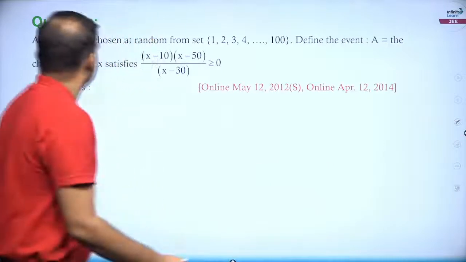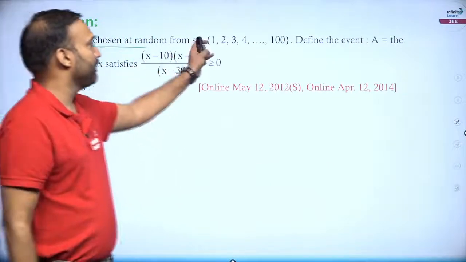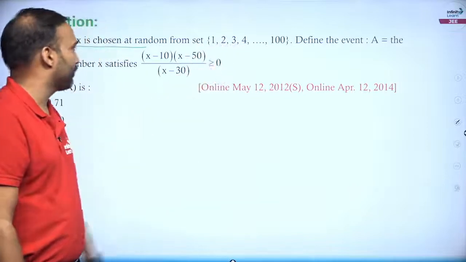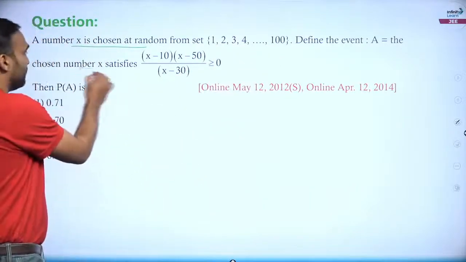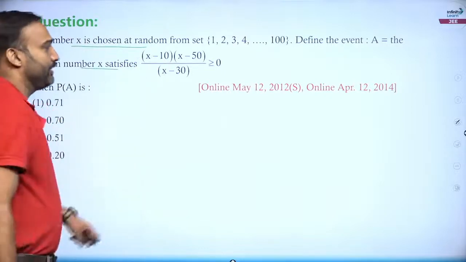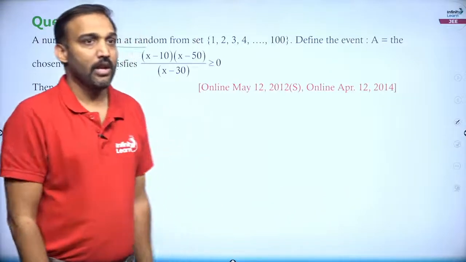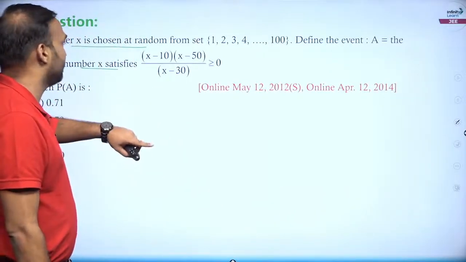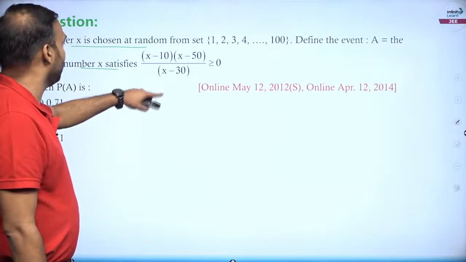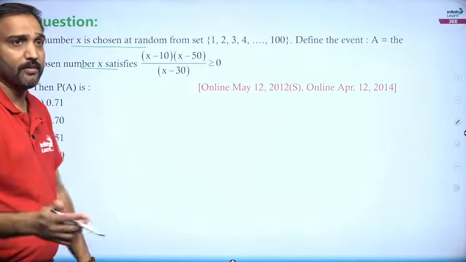The next example. A number x is chosen at random from the set, right? From these 100 numbers, you can select any number from it. Define the event A. The chosen number satisfies this, right? So it's a problem that has been asked twice in JEE, right? Now over here, I have to make a selection, right? Now before that, I have to simplify this, right? So for this inequation, we will use the wavy curve method.